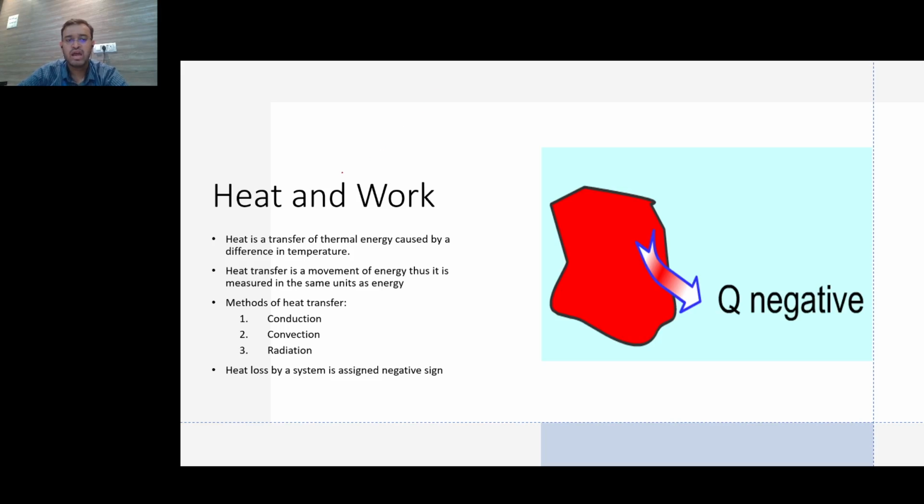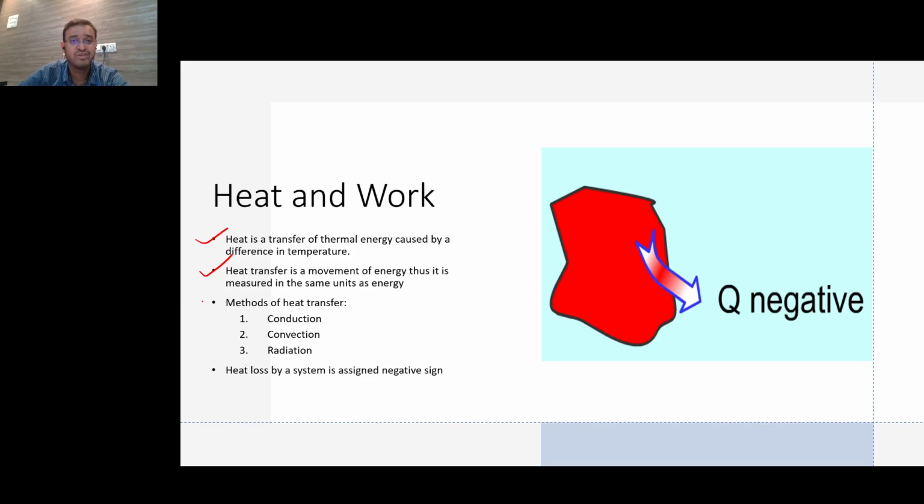Next, what we are going to look at is methods of heat transfer. Now, you must have learned all of this in your earlier years of formal education. However, we are going to explore each of these concepts in detail today. So again, as we already know, heat transfer is nothing but a transfer of thermal energy, that is internal energy, caused by difference in temperature. Since it's movement of energy, its units are also that of energy.